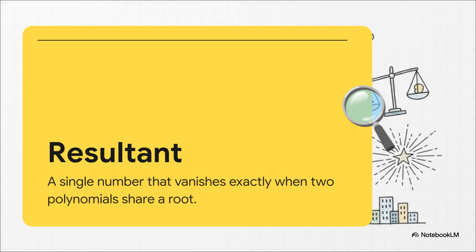Now, as we all know, the resultant zeroes out exactly when 2 polynomials share a root. But in the context of this new manuscript, that classical property is being leveraged to perfectly balance the entire equation. Rather than just acting as a simple root checker, the resultant squared value actually anchors the whole identity, effectively collapsing all those polynomial complexities into a single definitive algebraic state.